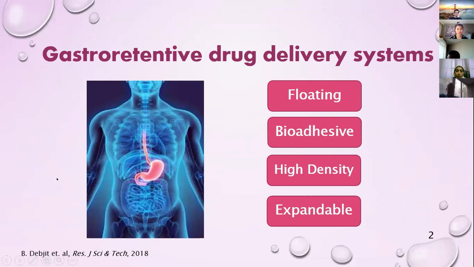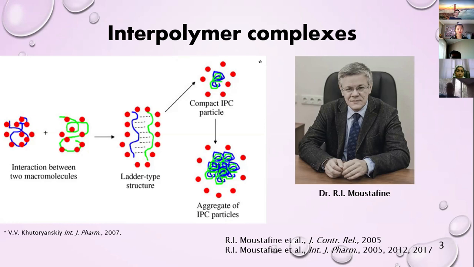And for these purposes, we can use gastroretentive drug delivery systems. There are some approaches to achieve gastroretentive drug delivery, such as floating systems, bioadhesive, high density, and expandable systems. In our research group, we developed interpolymer complexes and investigate their properties as carriers for controlled drug delivery. Interpolymer complexes are the product between two macromolecules, two countercharged or two chemically complementary macromolecules. Earlier in our scientific group, we investigated complexation between copolymers named Eudragit.